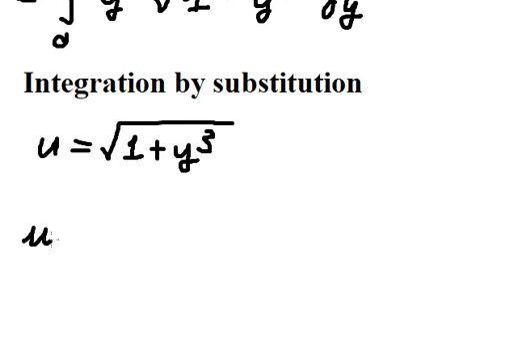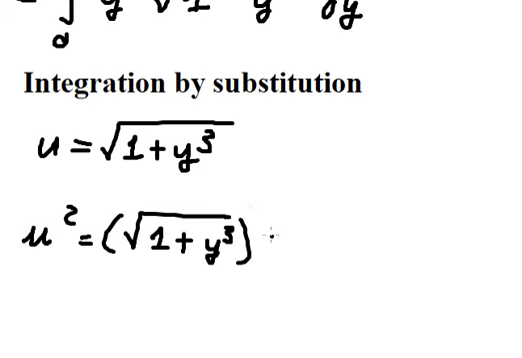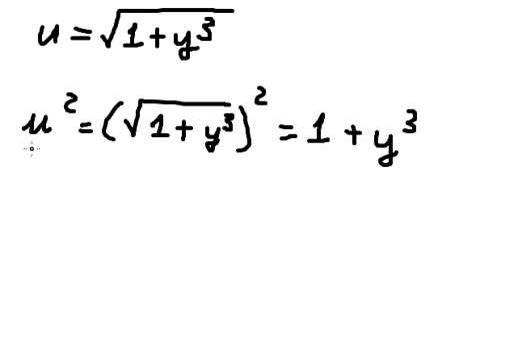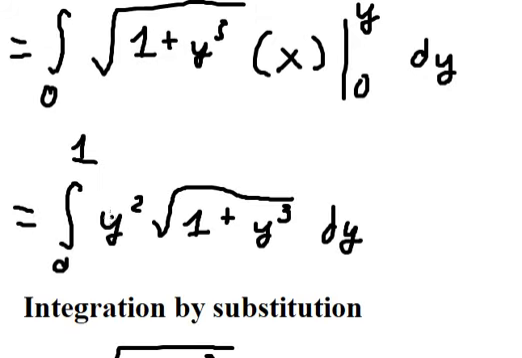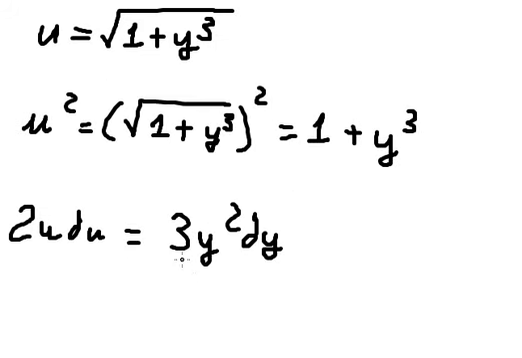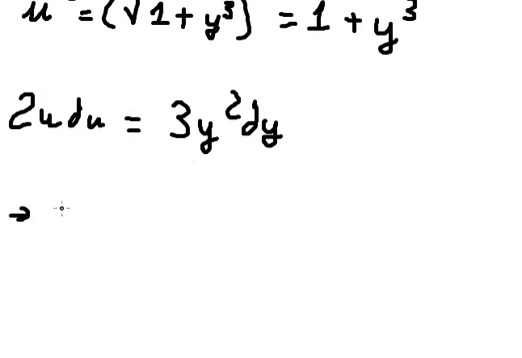So we put the power 2 on both sides to cancel the square root. So we have u squared equals 1 plus y to the power of 3. So we need to first do the derivative for both sides. About u squared, we have 2u du. This one, we have 3y squared dy. Because we don't have number 3, we need to divide both sides by number 3.